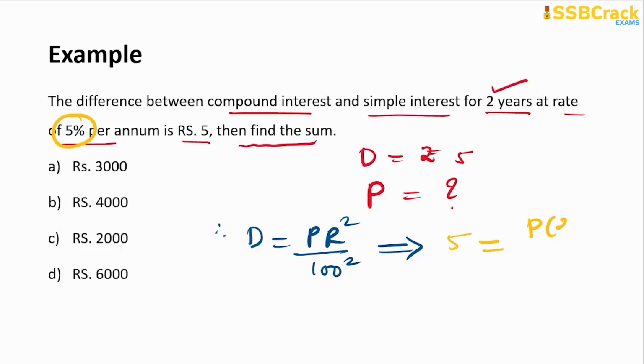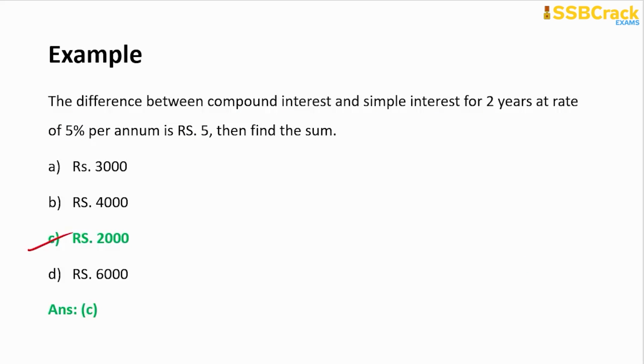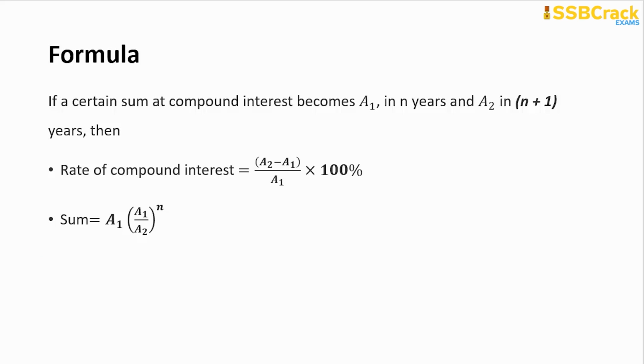So 5 square, that is 25, upon 100 square, that is 100 into 100 we can write. So that we can easily see the simplification, 25 1, 25 4. So you could see that P is equal to 5 into 4 into 100, that is 20 into 100, that is 2000 rupees. And hence the required key is option number C. Let's check, isn't it? Coming to the next formula on the compound interest topic.